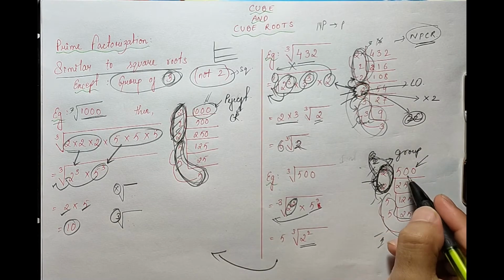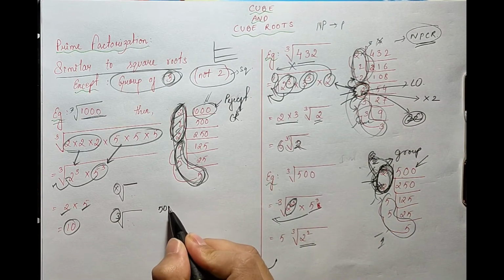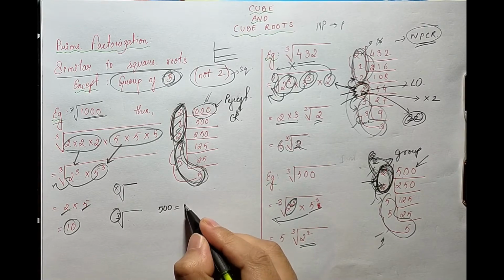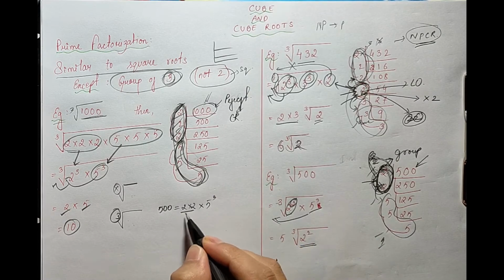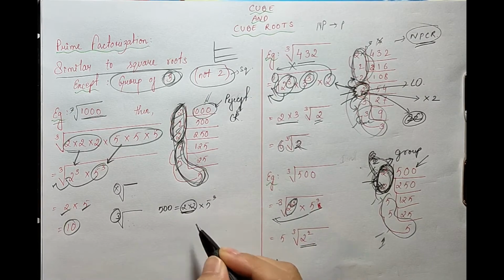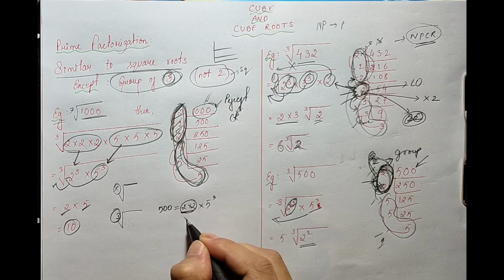Now how do we do that? 500 is nothing but 2 into 2 into 5 cube. Now to make this a group of 3, let us multiply this by 2.